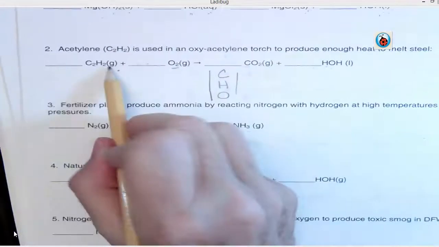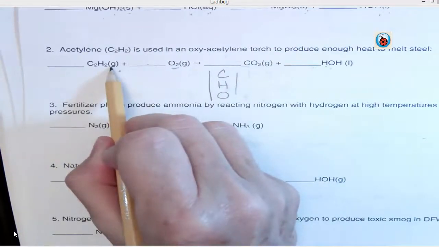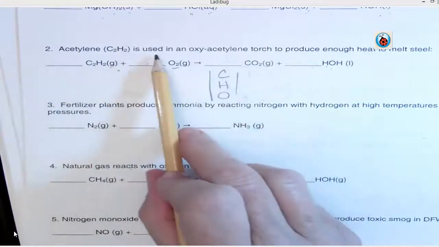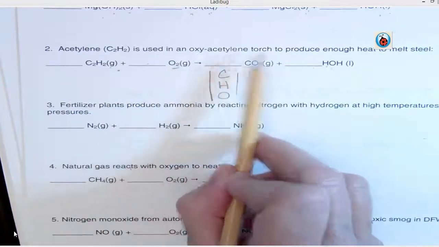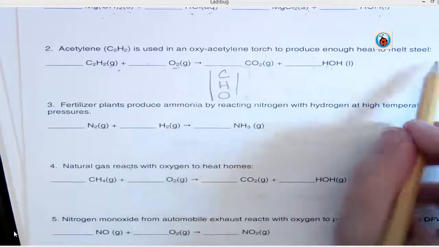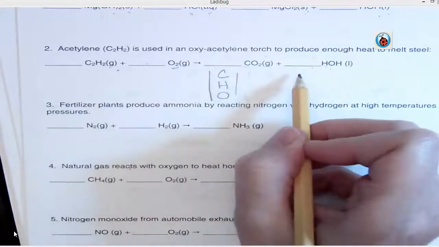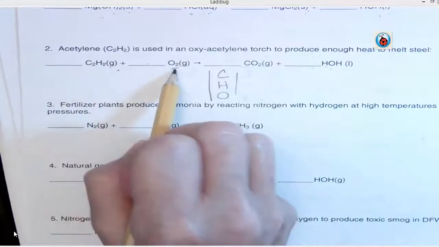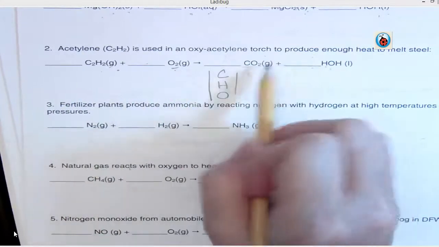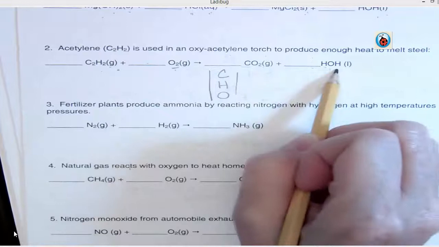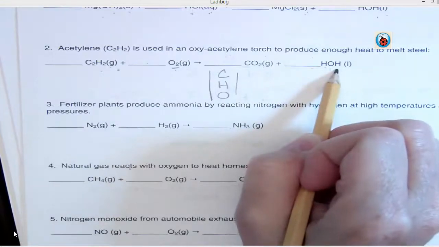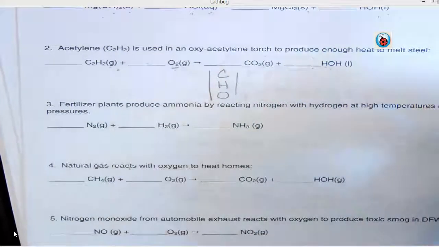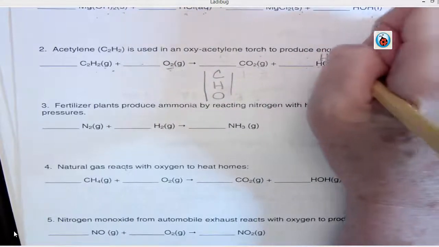Down here we've got gases. This is a gas. Acetylene gas is used in an oxyacetylene torch to produce enough heat to melt steel. So this is a combustion reaction. So here we've got acetylene gas plus oxygen gas produces carbon dioxide gas and liquid H2O or water. Now you can write H2O this way, or you can write it this way.